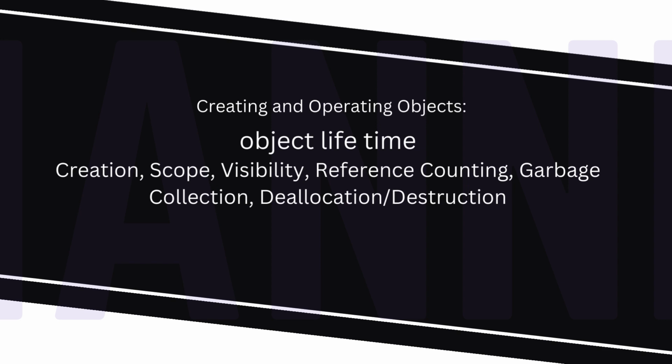Example: creating an object of the class Car: Car myCar = new Car(). Operating objects. Once an object is created, you can operate on it by invoking its methods and accessing or modifying its attributes. Operations are performed through the object's reference, allowing you to interact with the encapsulated data and behaviors. Example: accessing attributes and invoking methods, myCar.